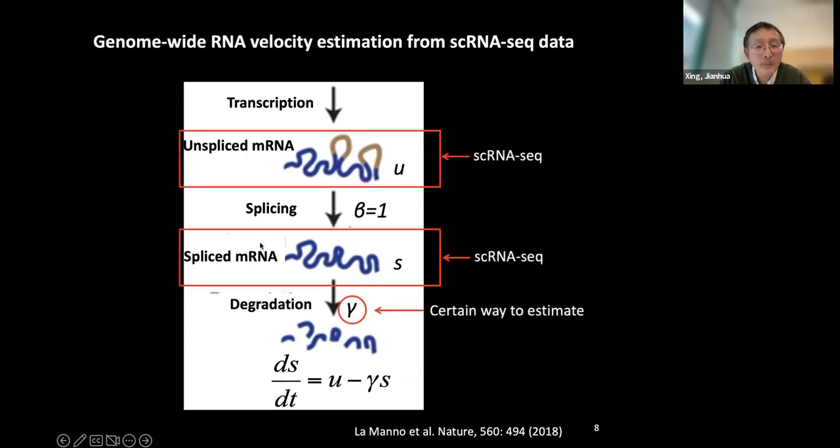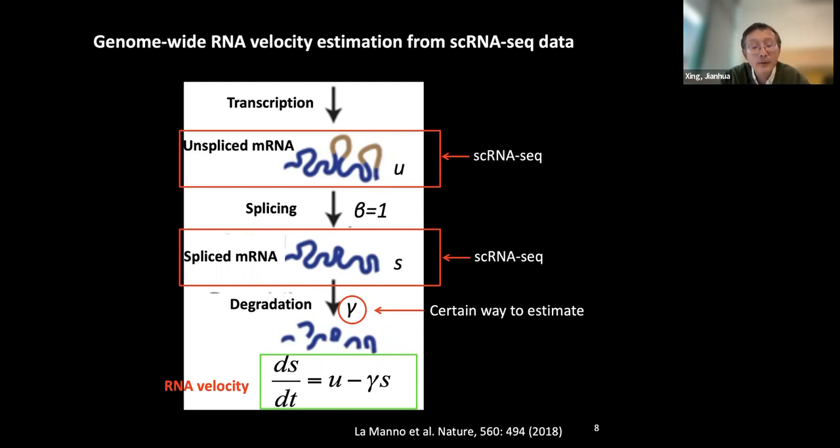For those unspliced and spliced, they're different. There's intron, there's no intron. So you can distinguish them from your data. You can read within certain approximation about this dynamics. You can read, okay, this U and S. Then in a certain way, you can estimate this degradation constant, gamma. Now you will get this dS/dt given by U minus gamma S. So they call this RNA velocity. After this work, there are extensive efforts to see how we estimate this RNA velocity better. Even as we talk about this, using metabolic labeling, right?